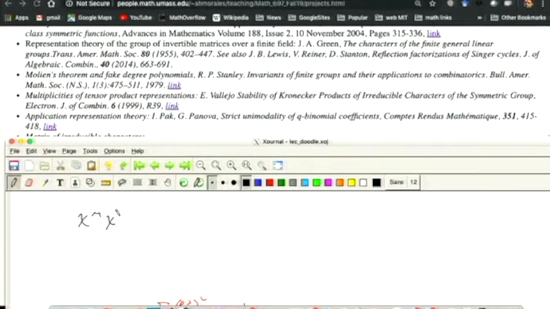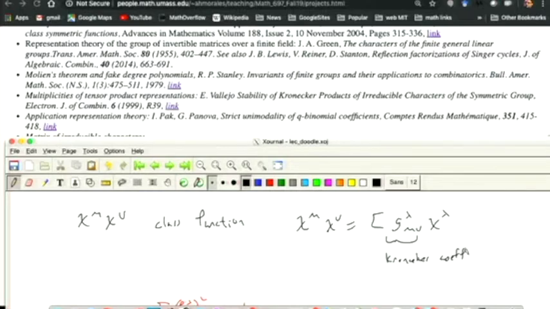So for example, if you take the product of the two characters chi mu chi nu, this is a class function where mu and nu are partitions of the same size. Because of this, we can write it in terms of characters, since characters are a basis for class functions. So we can write it as a linear combination of the characters chi lambda, and we have these coefficients g lambda mu nu. These happen to also be non-negative integers, and this can also be understood from representation theory.